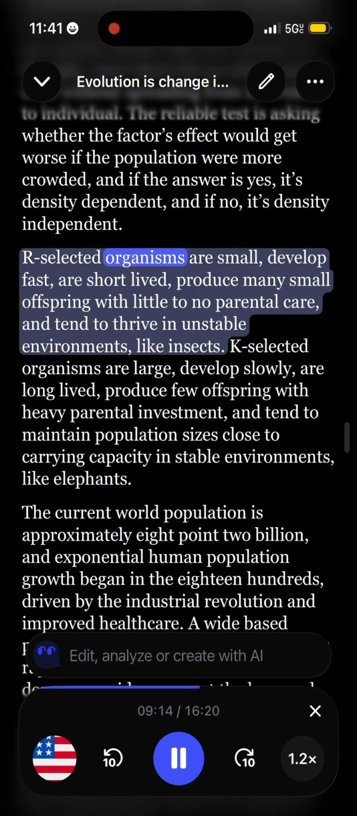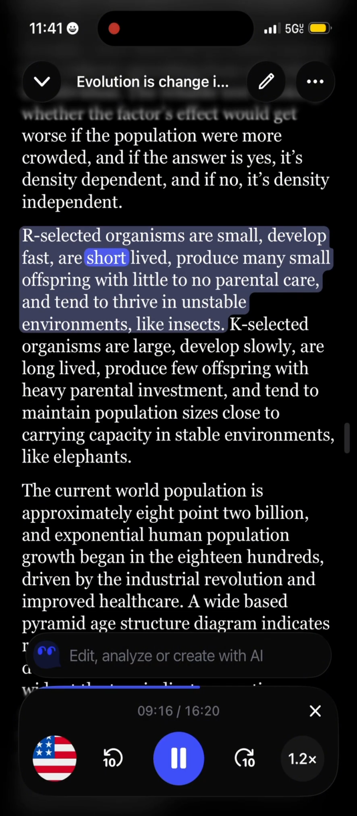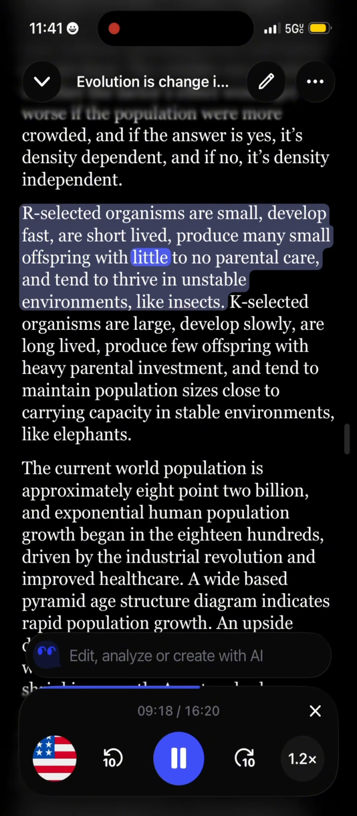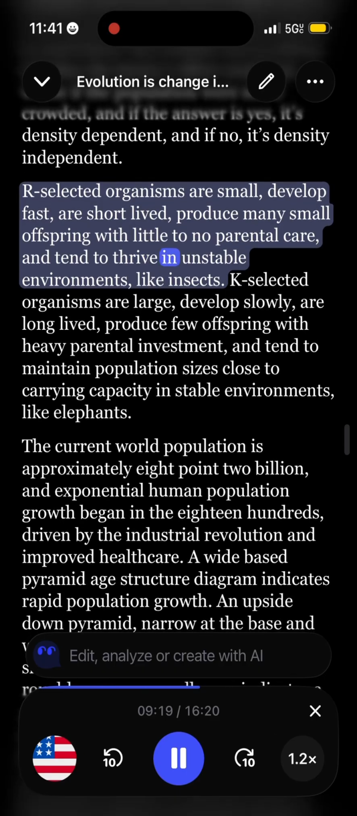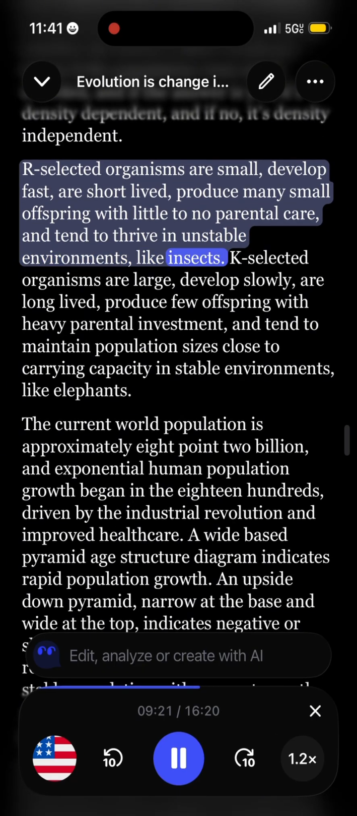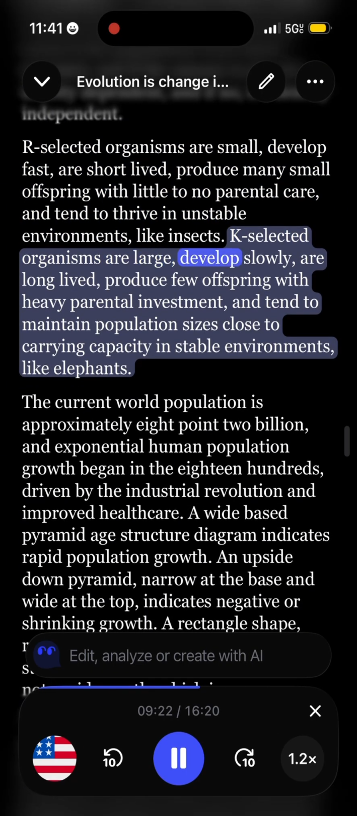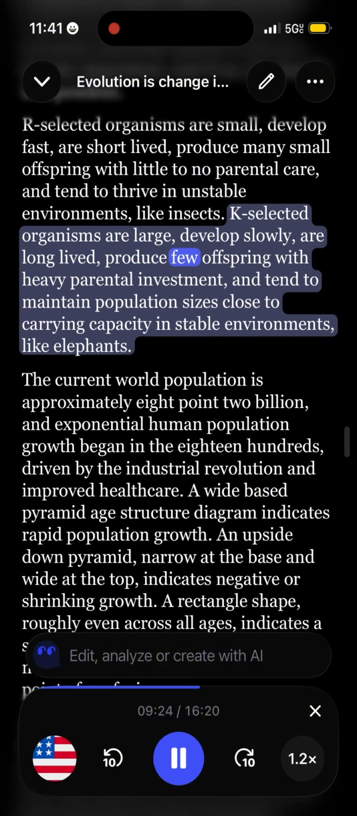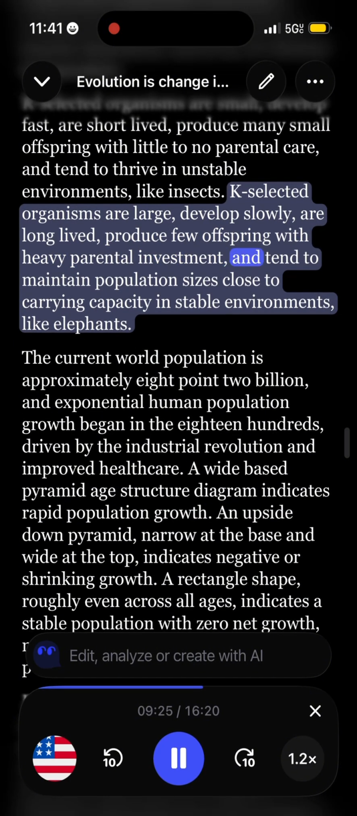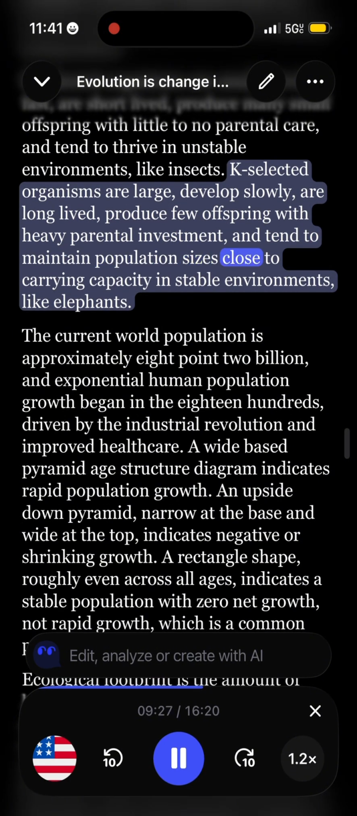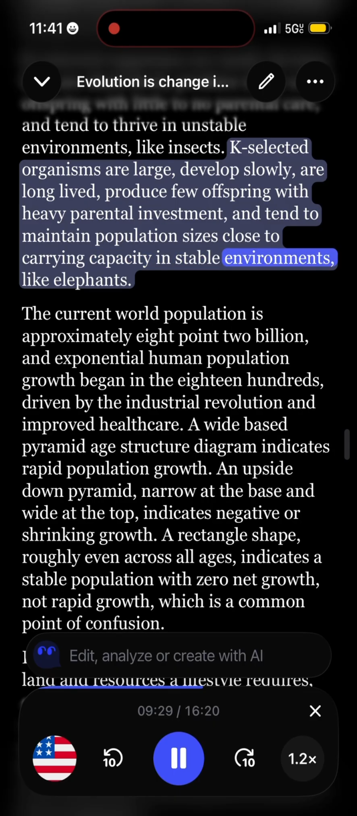Our selected organisms are small, develop fast, are short-lived, produce many small offspring with little to no parental care, and tend to thrive in unstable environments, like insects. K-selected organisms are large, develop slowly, are long-lived, produce few offspring with heavy parental investment, and tend to maintain population sizes close to carrying capacity in stable environments, like elephants.